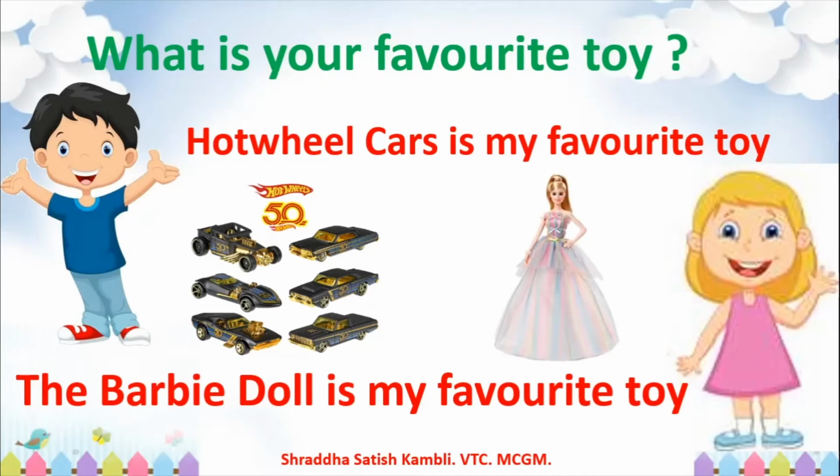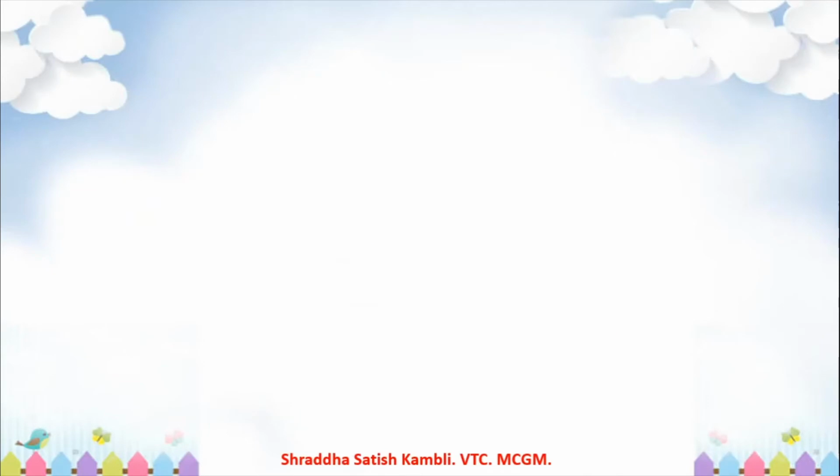So now see, the names of food were also naming words and the names of toys are also naming words, children. So what are naming words? You can say naming words are the names of people, they are the names of animals, they are the names of places, they are the names of food, toys, etc. So whenever you give a name to something, that is a naming word. Alright? So Hot Wheel cars is a naming word, Barbie doll is a naming word.